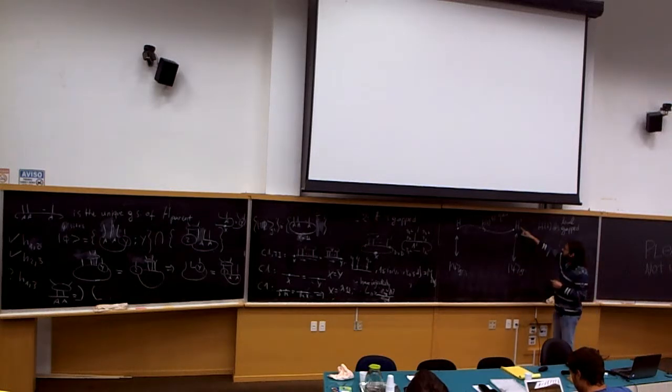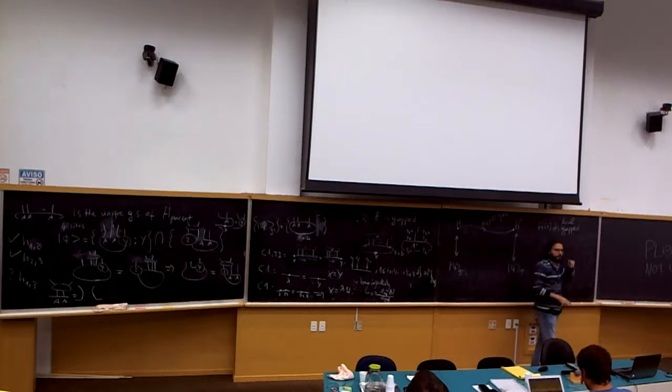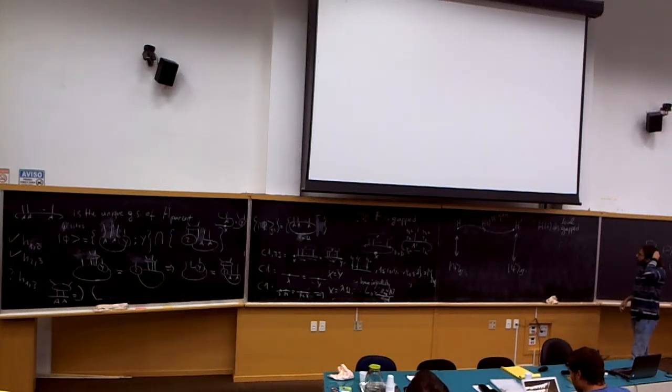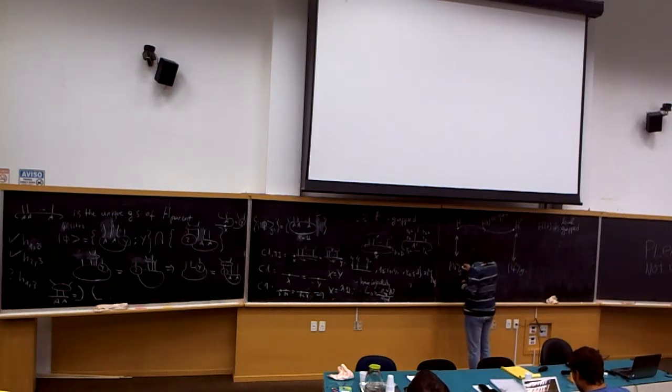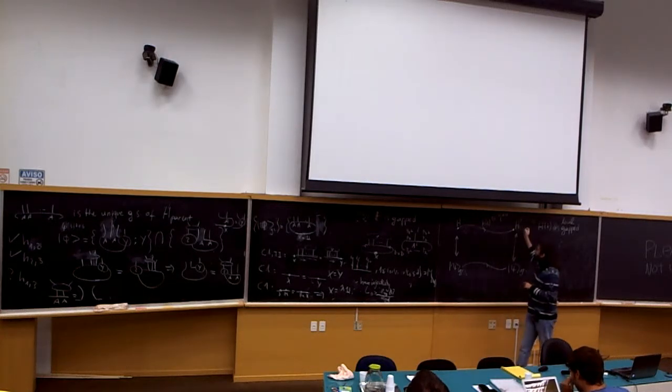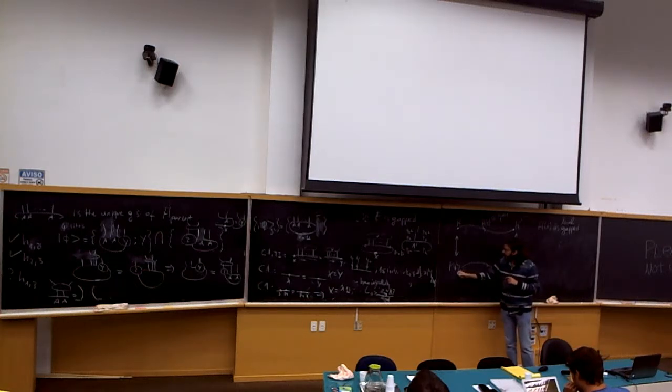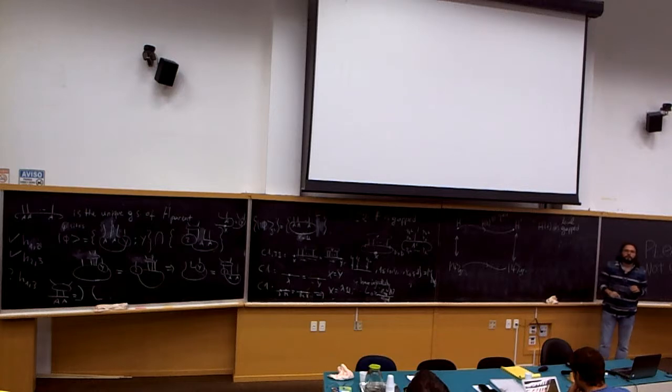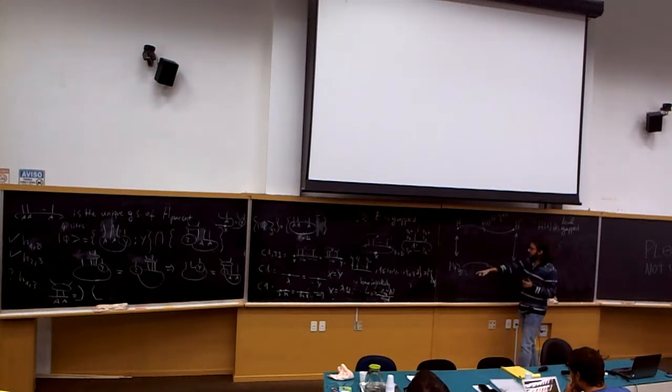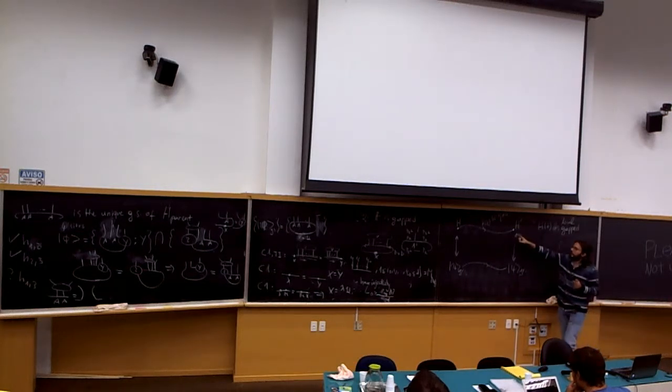So say this is the ground state of H, and this is the ground state of H prime. There's a gap. One can actually show that if H and H prime are in the same phase, then there exists a finite depth local unitary that carries psi to psi prime, and vice versa. And if there exists a finite depth local unitary that carries psi to psi prime, then H and H prime are in the same phase.